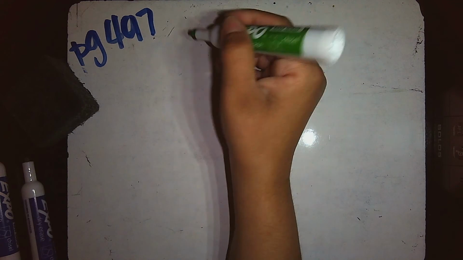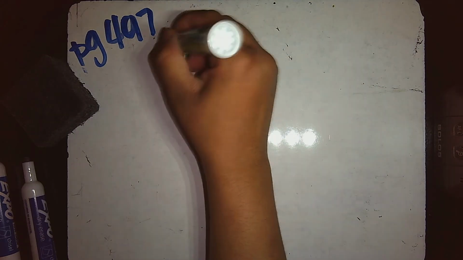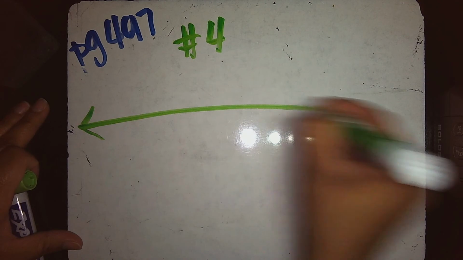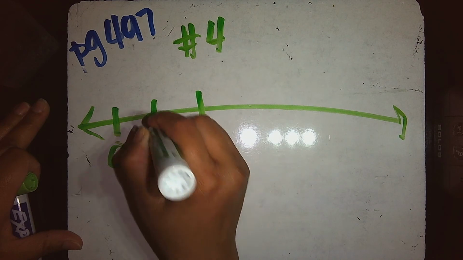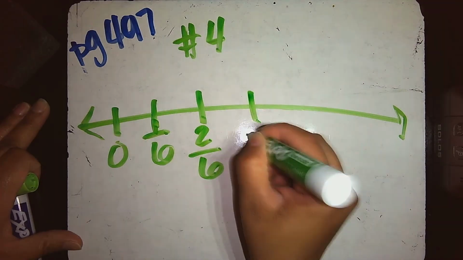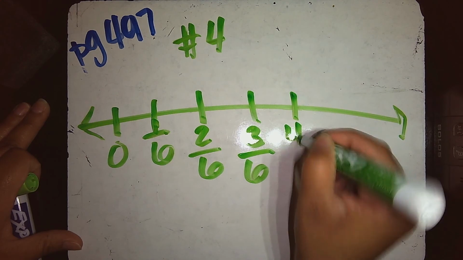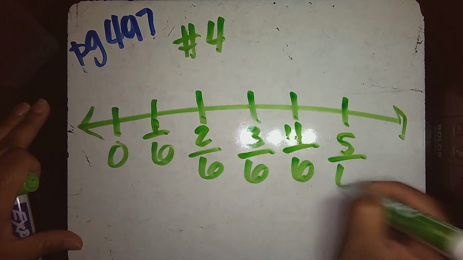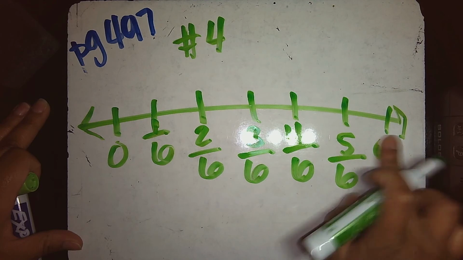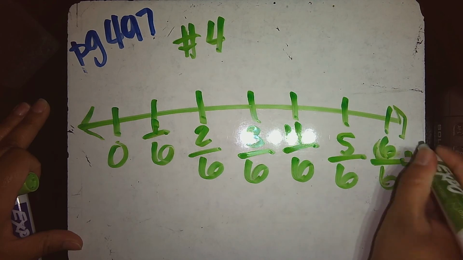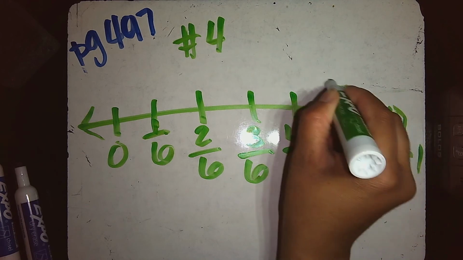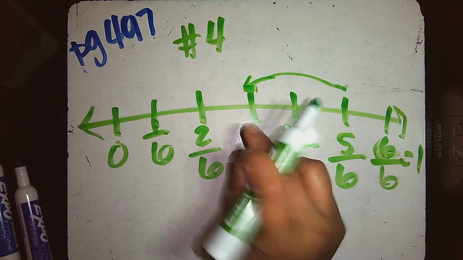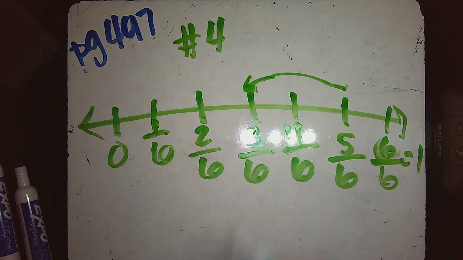Now I'm going to show you guys how to do another example. Number 4. And this number line looks a little bit different. Whoops, it should be 1/6, 2/6, 3/6, 4/6, 5/6, and I could put 6/6, or it could also equal 1. Okay, and then my arrow starts from 5/6 to 3/6. Can't really see that that's a 3.